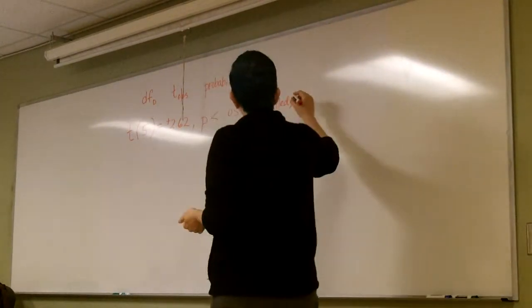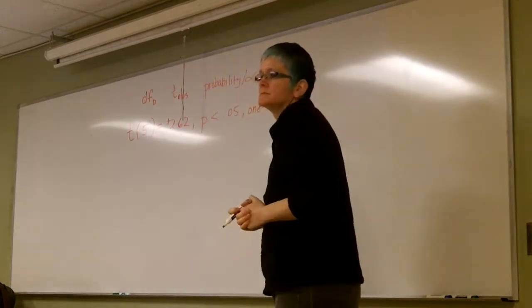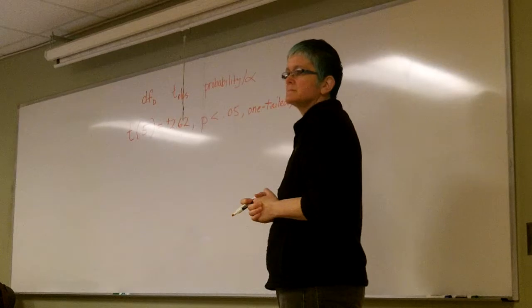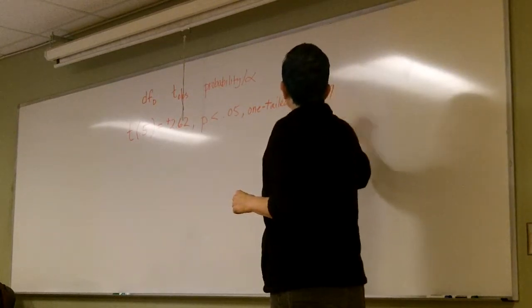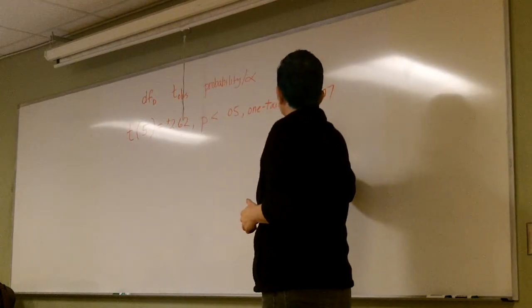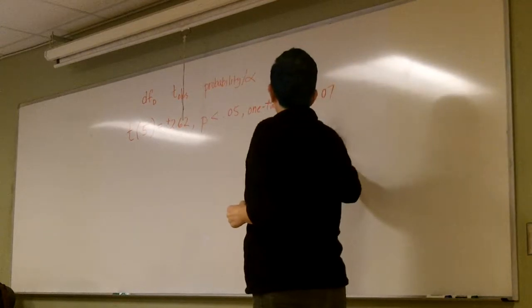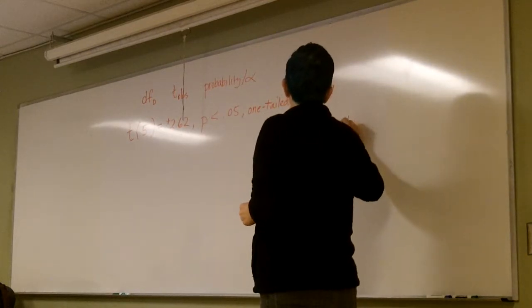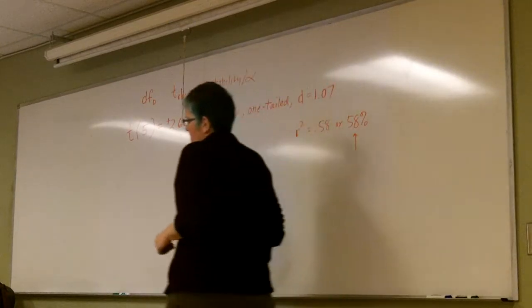D equals, we can do either form of effect size. D equals, what did D equal? 1.07. Okay. And if we had done R squared? 0.58 or 58%. You could write it either way. Technically it's supposed to be this, but lots of people write 0.58 anyway.